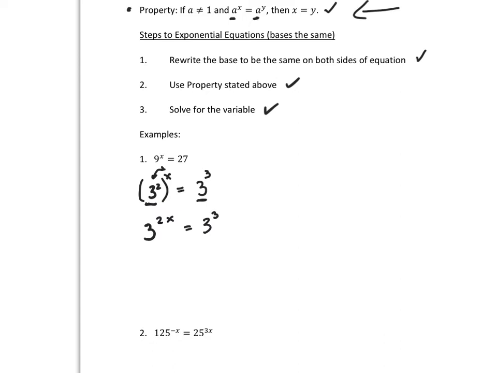So that's 3 to the 2x equals 3 to the third. Our bases are the same. Drop the bases and set the exponents equal to each other. x equals 3/2.